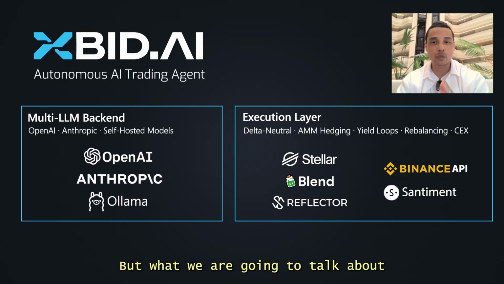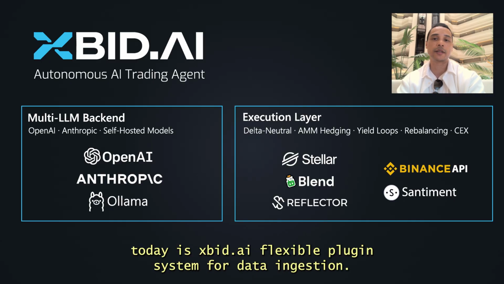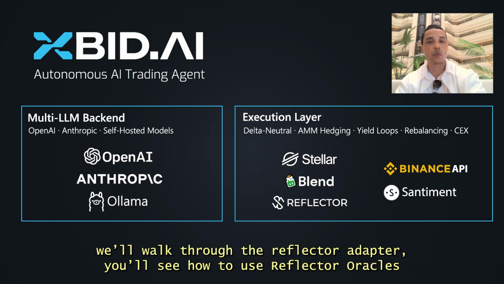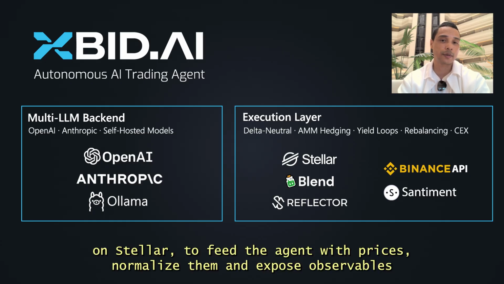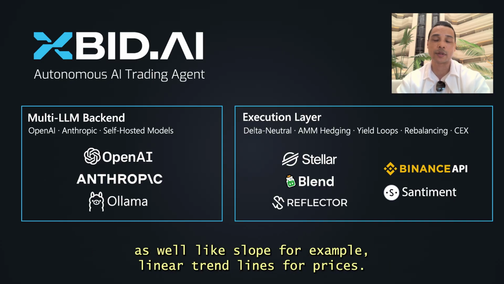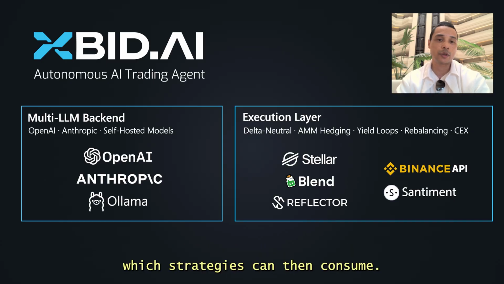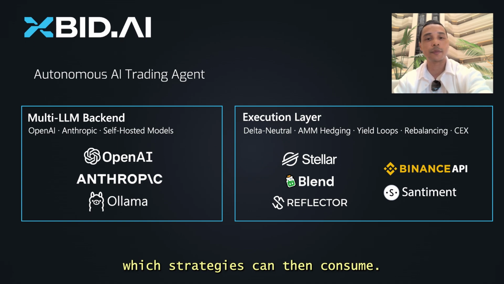But what we are going to talk about today is xbid.ai's flexible plugin system for data ingestion. In this first video, we'll walk through the Reflector adapter. You'll see how to use Reflector Oracles on Stellar to feed the agent with prices, normalize them, and expose observables as well, like slope, for example, linear trend lines for prices, which strategies can then consume.